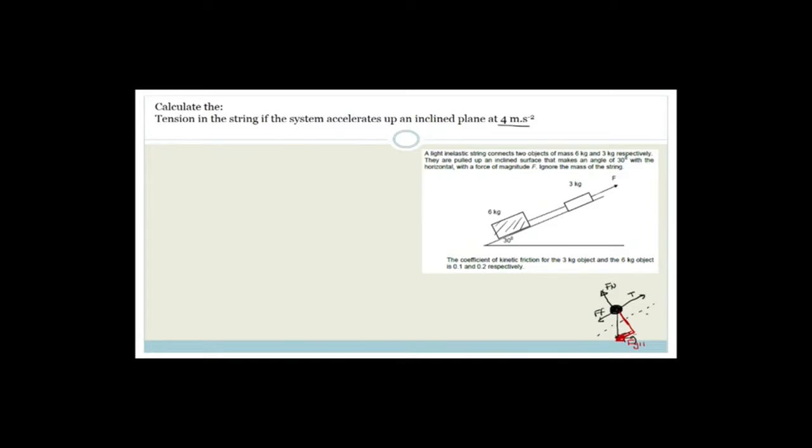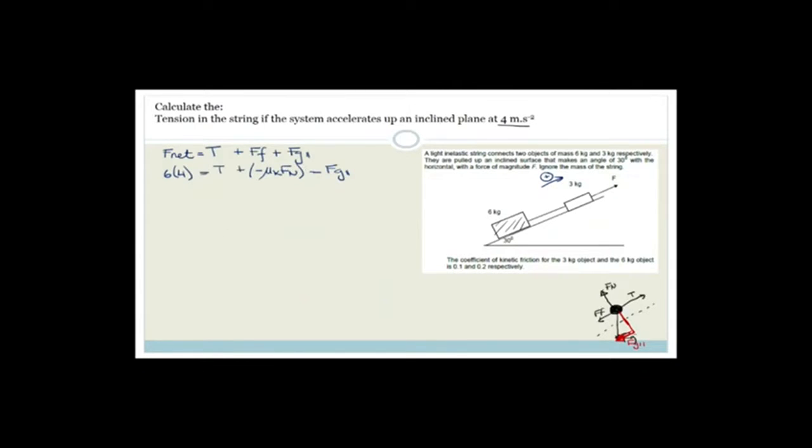We need to do a couple of things. The first thing we need to do is work out the force of gravity parallel. But before we do that, I want to write my equation. F net, remember, is the sum of all the forces. We're going to choose up as positive, since that's the direction it's accelerating in. So it's going to be the tension plus the force of friction plus the parallel component of the force of gravity. The tension is what we're trying to work out. The force of friction is negative because it's in the opposite direction, so it's minus mu k Fn, the normal force. Then this is going to be minus the force of gravity parallel, and we need to work out what that is. The net acceleration is going to be 6 times 4, because it told us it's accelerating at 4.